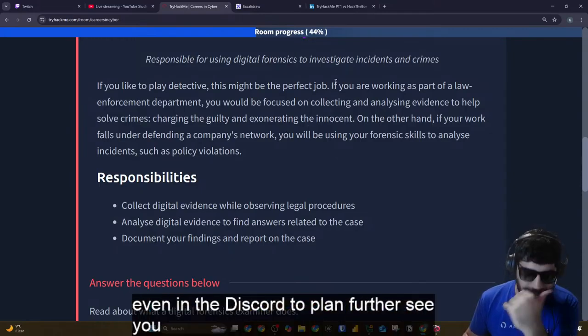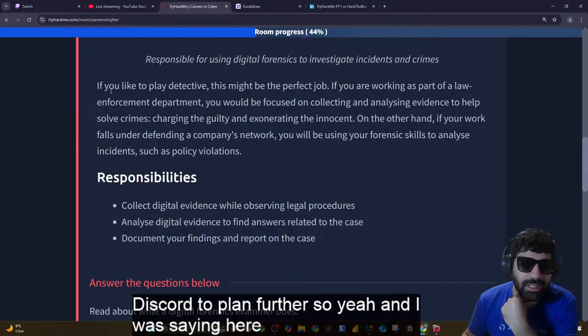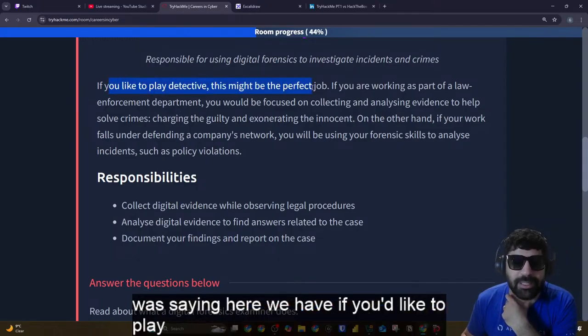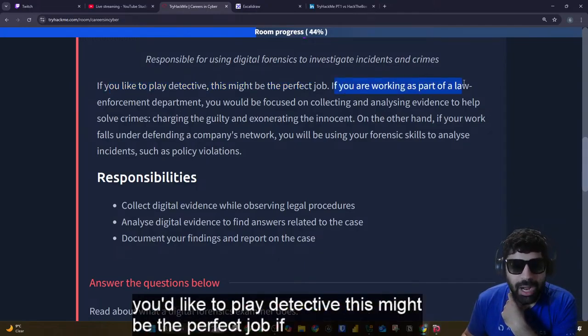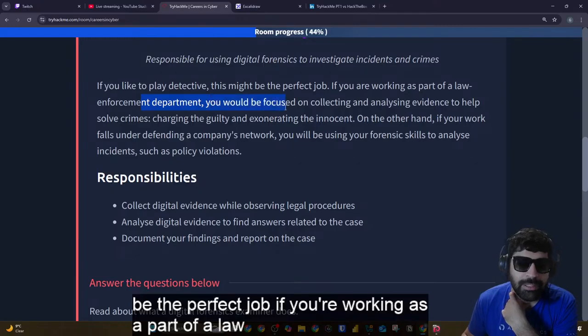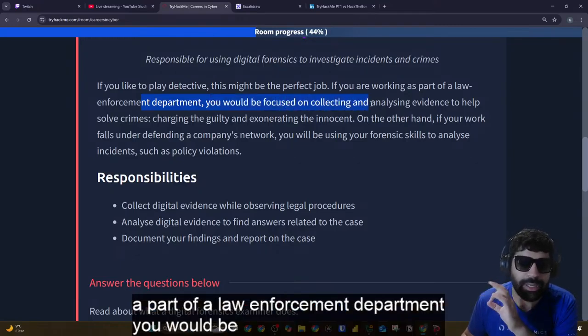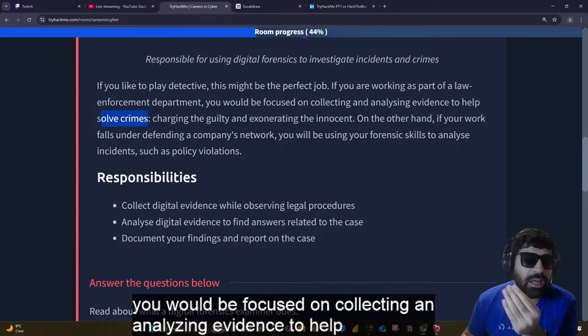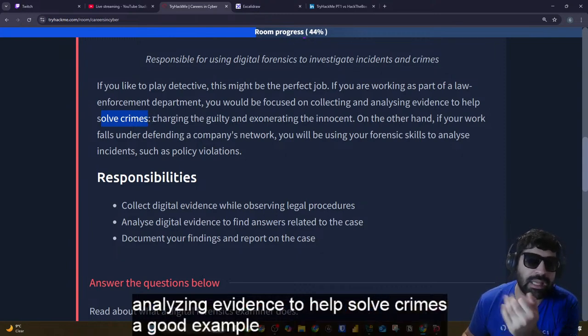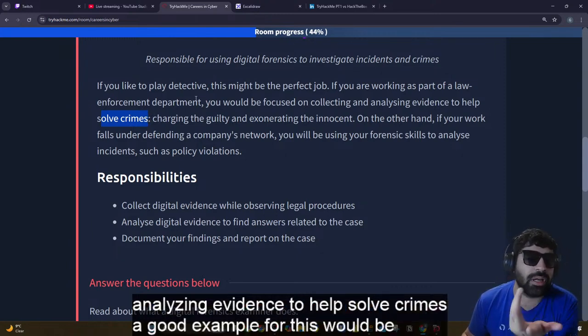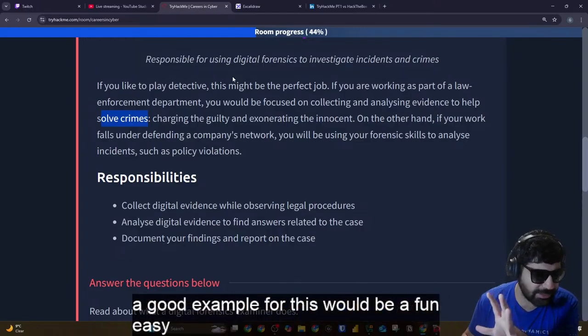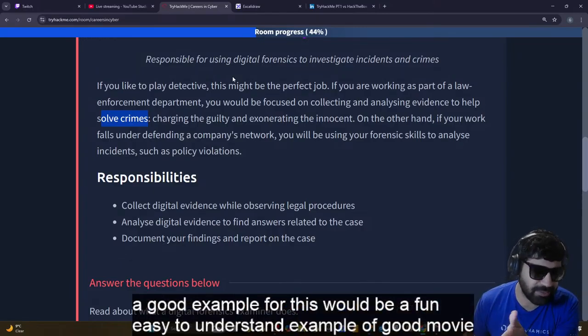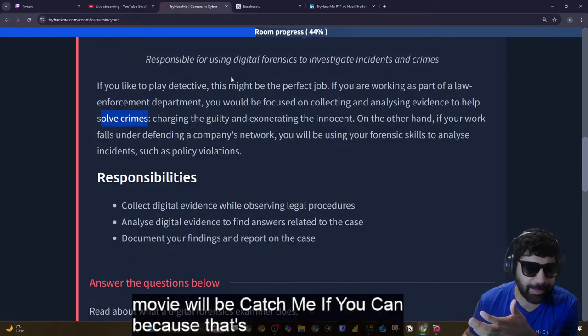So yeah, as I was saying, if you'd like to play detective, this might be the perfect job. If you are working as part of a law enforcement department, you would be focused on collecting and analyzing evidence to help solve crimes. A good, fun, easy to understand example would be the movie Catch Me If You Can, because that's financial fraud happening.